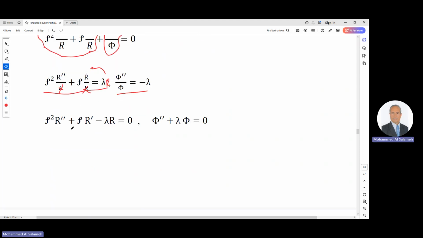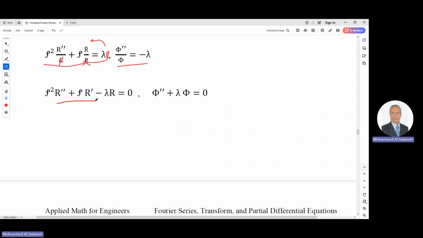Now we solve each equation separately, and we apply the boundary conditions to obtain the unknown coefficients. This is all about the solution of partial differential equations using the method of separation of variables. I hope that this video will be good for you.